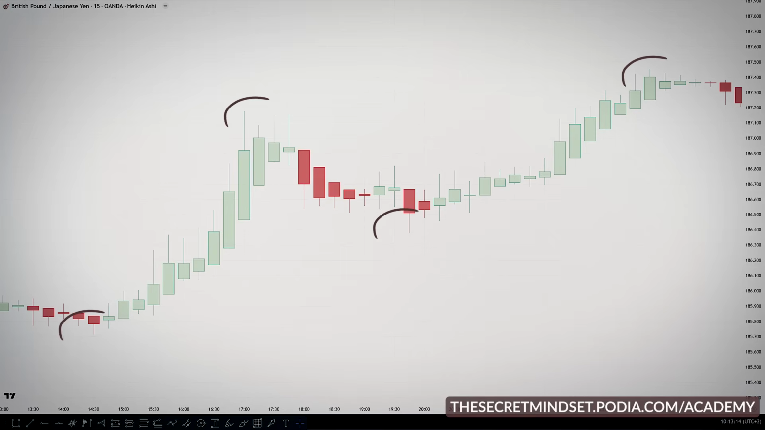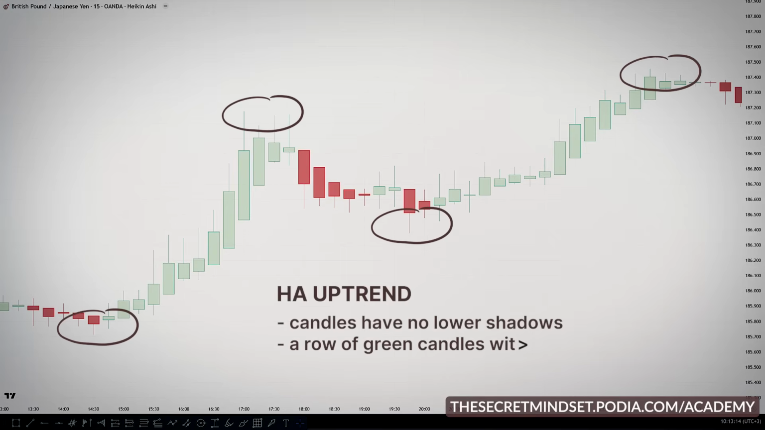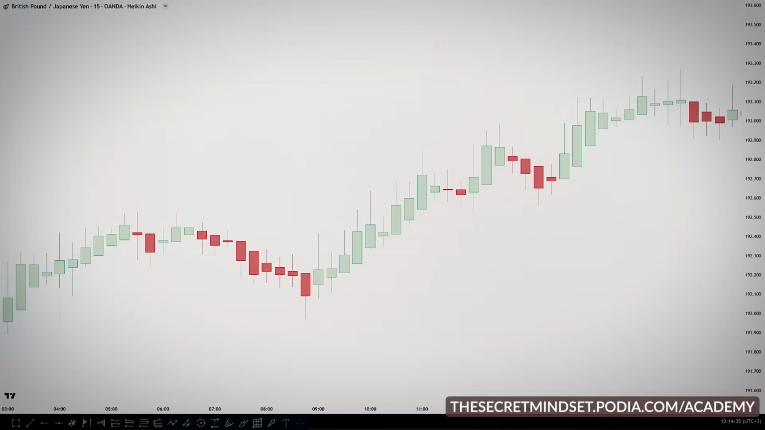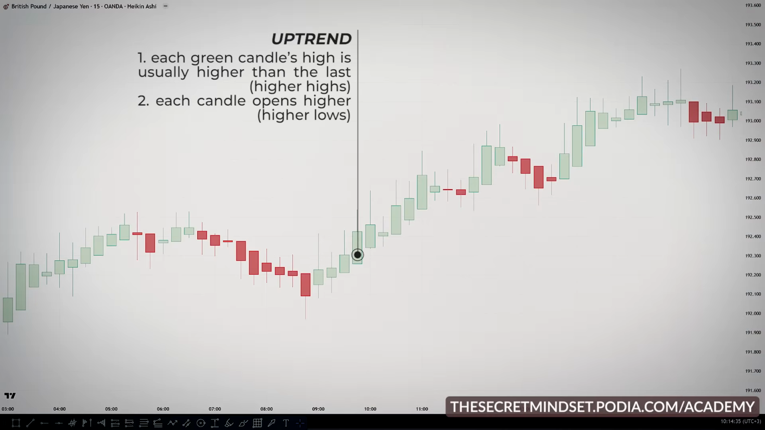Heikin Ashi candles make market structure easier to read. In an uptrend, these candles have no lower shadows when the trend is strong. This means the low of each candle is the same as its open. You see a row of green candles with only upper shadows. This pattern tells you buyers are in control. As the uptrend goes on, each green candle's high is usually higher than the last. This creates higher highs. At the same time, each candle opens higher. This forms higher lows. These higher highs and higher lows are the building blocks of an uptrend.